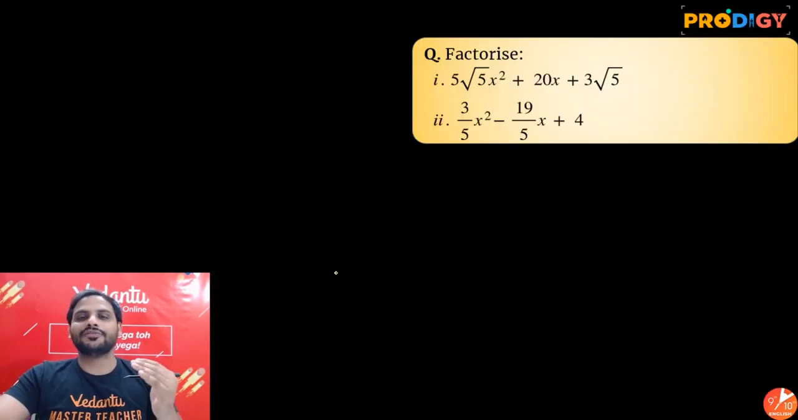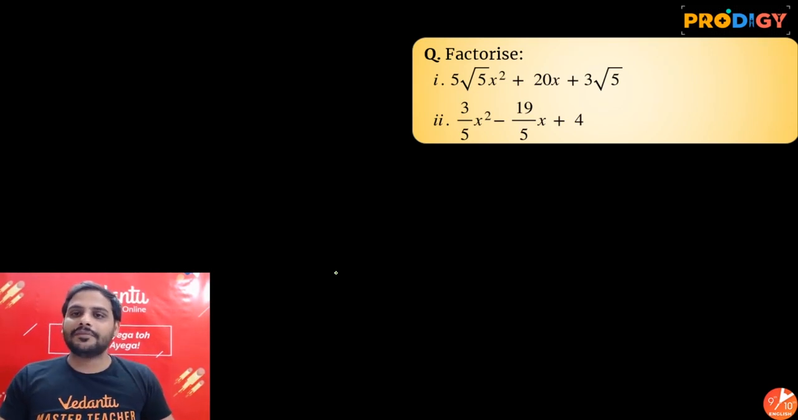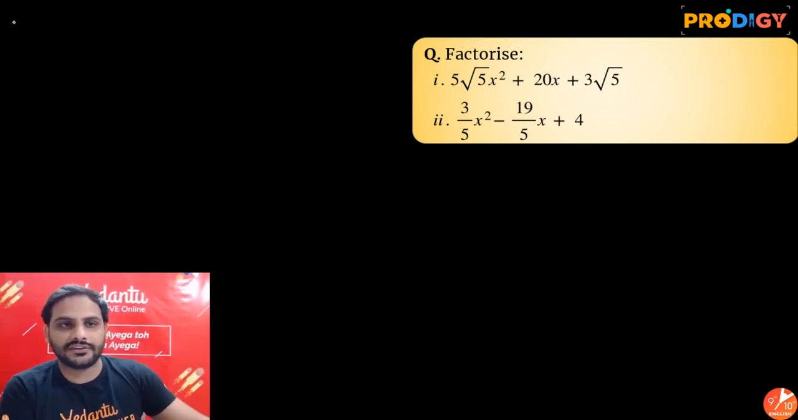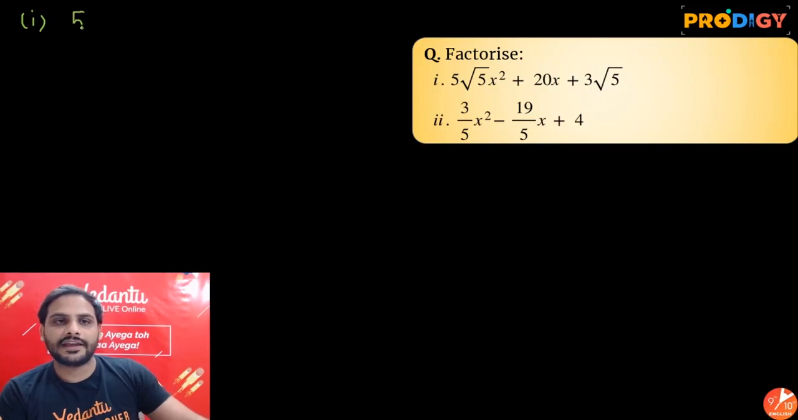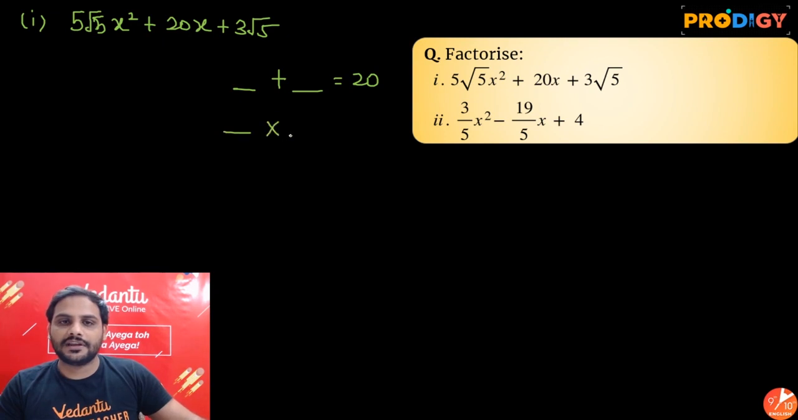Now, before I move ahead, as I've told you, let's look at these factorizations as well. Again, factorization I have to do. Let's look at the first one. We have 5 root 5 x square plus 20x plus 3 root 5. Here the coefficient of x square is 5 root 5, the constant term is 3 root 5, and the coefficient of x is 20. So I need two numbers such that their addition is 20 and their multiplication is 5 root 5 into 3 root 5.